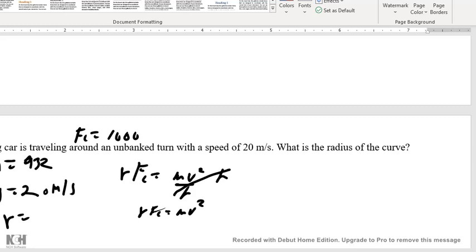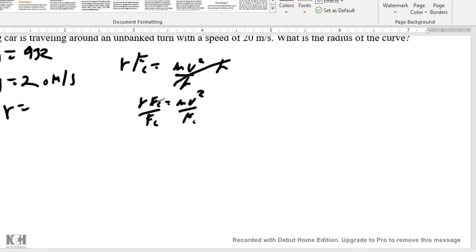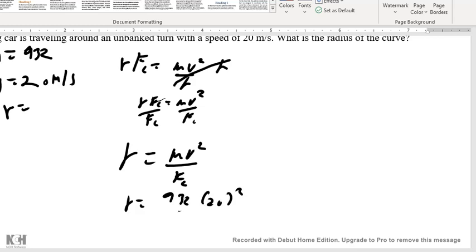I'm trying to get the r by itself, so I've got to divide by what? Fc. So now you have r equals mv squared over Fc. R equals, what's my mass? 932. What's my V? 20. What are you going to do to it? Squared. Divide by what? 1,000.